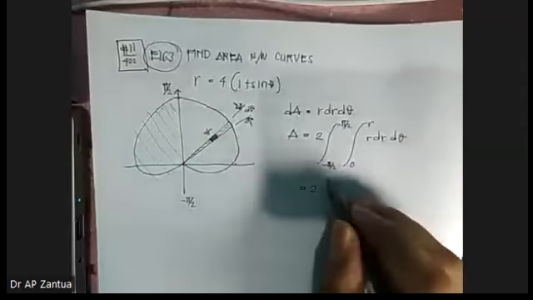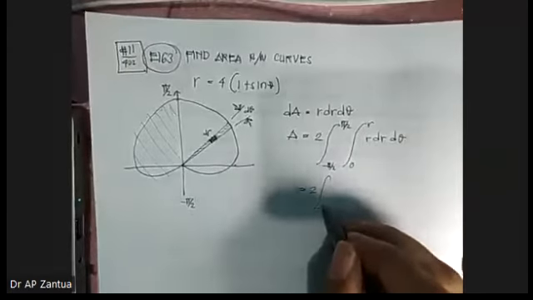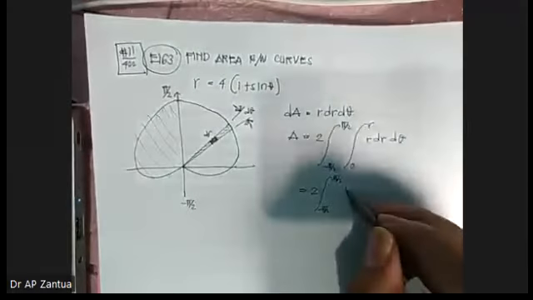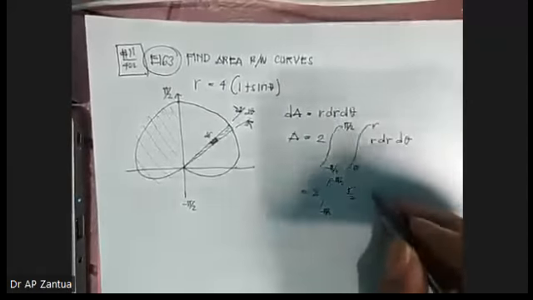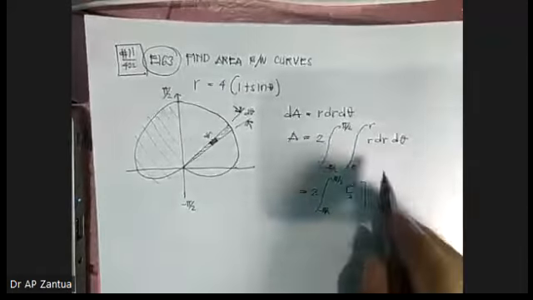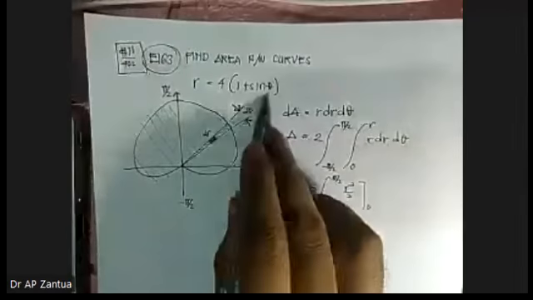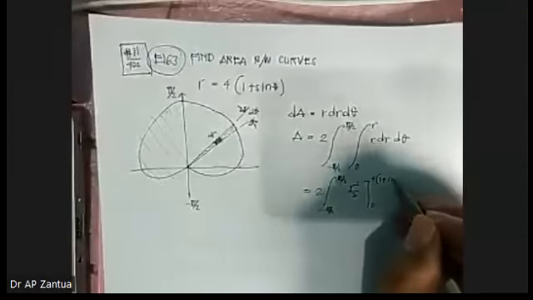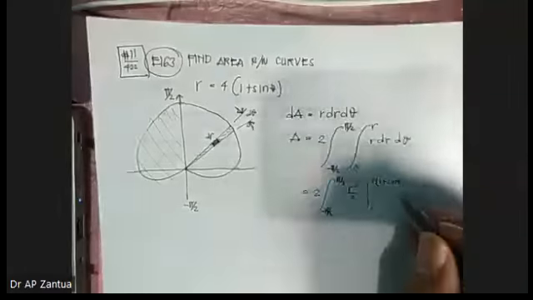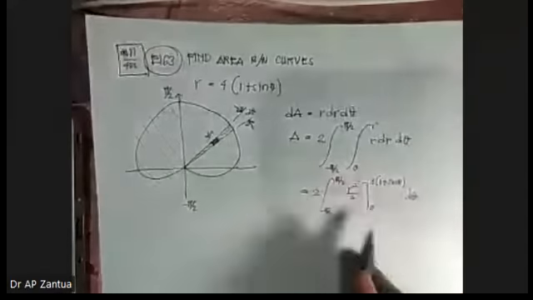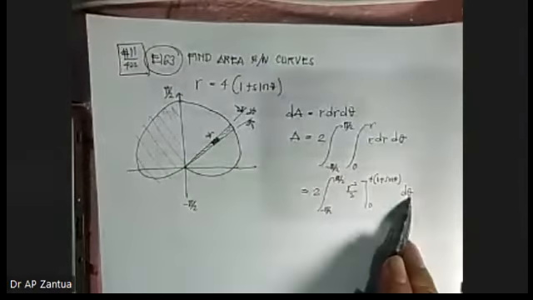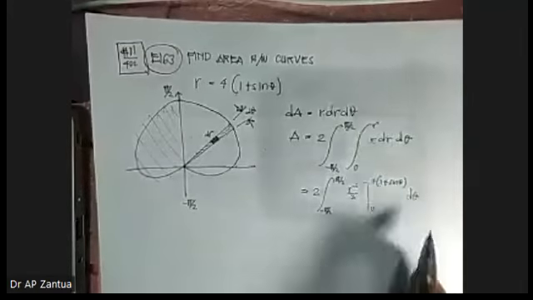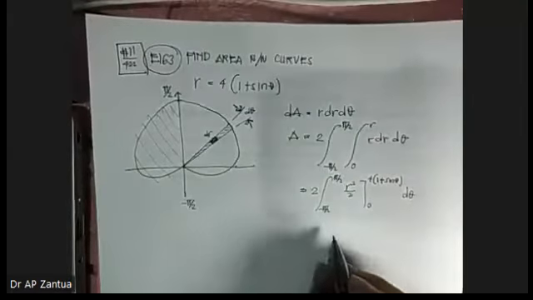So 2, negative pi over 2, pi over 2. Integral of that is r squared over 2, from 0 to r, which is 4 quantity 1 plus sine theta. And then after evaluating that, again integrate the second time. So let us integrate the first time.